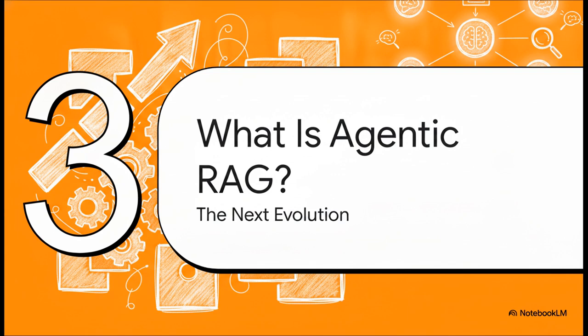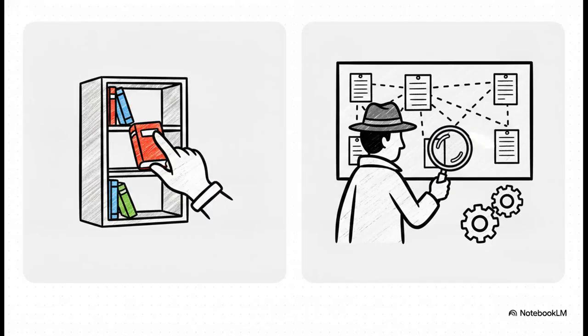Welcome to Section 3. What is Agentic RAG? The next evolution. The absolute easiest way to understand this massive leap is to compare two jobs. Traditional RAG? That's your librarian. You ask a question, the librarian walks over to the shelf, retrieves the one requested document, hands it to you, and gives you the answer. Helpful for sure. But Agentic RAG?